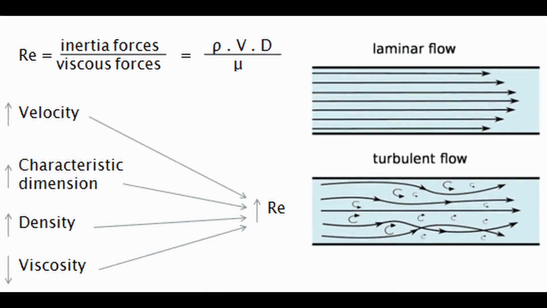Reynolds then realized that the transition from laminar to turbulent flow depended not just on the fluid's speed, but also on its density, viscosity, and the size of the pipe. He combined these factors into a single dimensionless group, which we now call the Reynolds number. Today, his work forms the foundation of modern fluid mechanics.